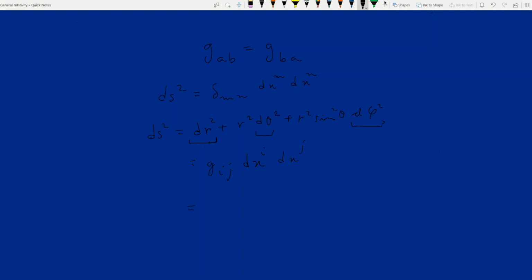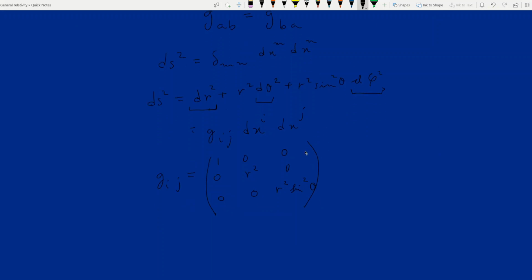So our metric tensor g of ij in spherical coordinates will have the components 1, r squared, r squared sine squared theta, and then the rest of them are just zeros.